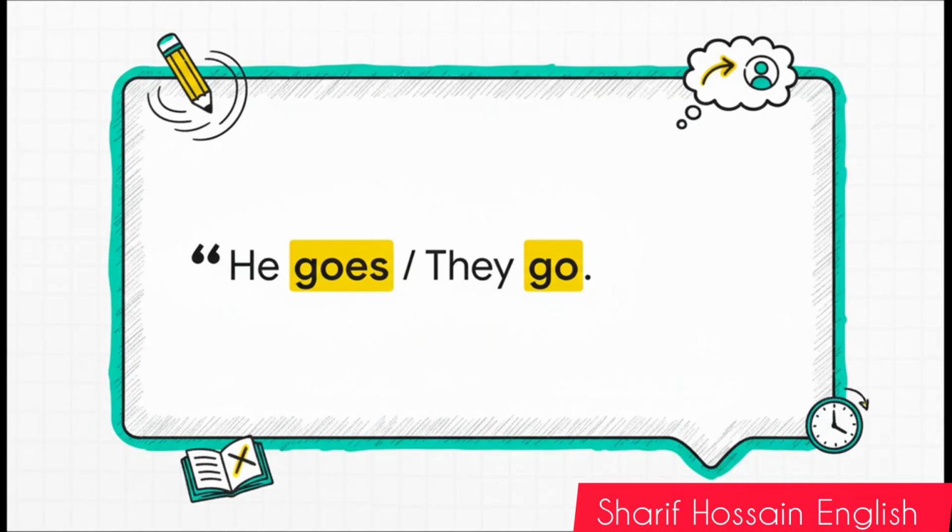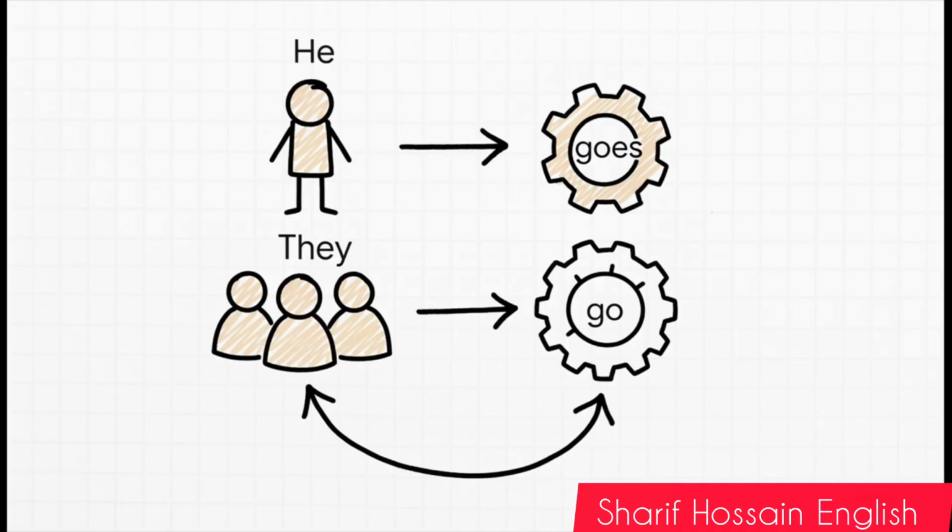Here's a great example of a finite verb in action. "He goes, but they go." Did you see that? As soon as the subject changed from "he" to "they," the verb had to change from "goes" to "go." That's a finite verb doing its thing.